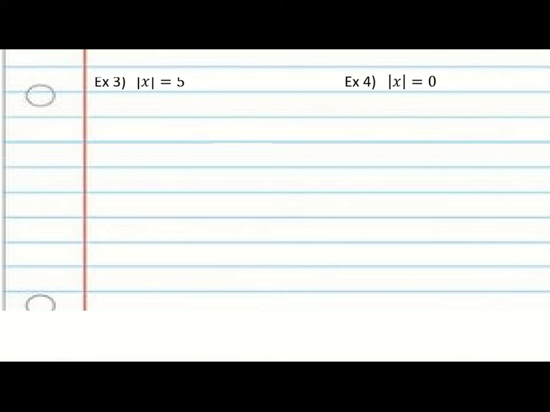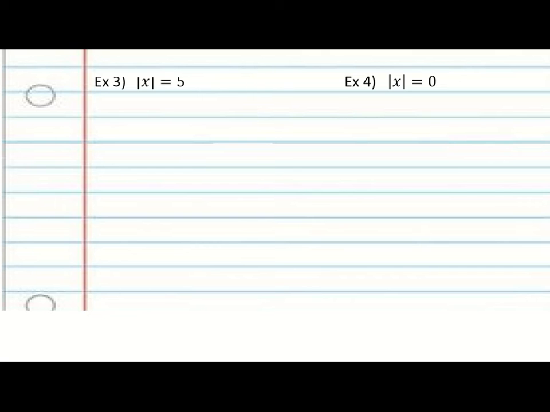So our next example says the absolute value of x equals 5. So when we are trying to figure out what the absolute value is taken of, more than likely there's going to be two answers because you have numbers to both the left and the right of 0 that are the same distance away from it.